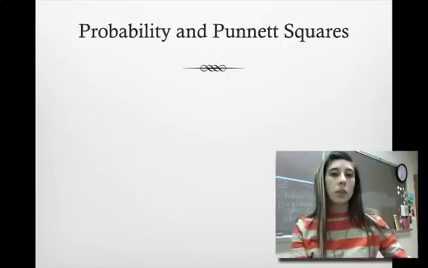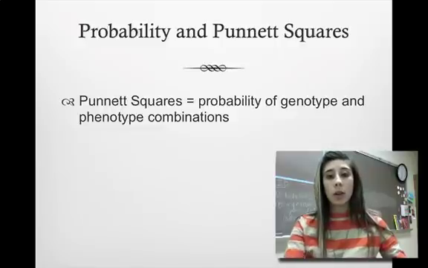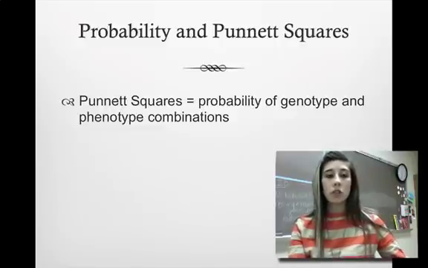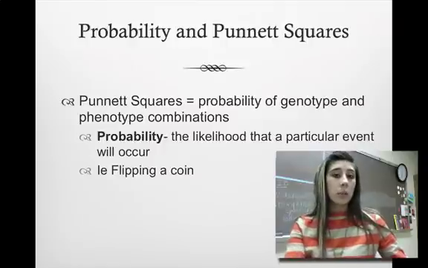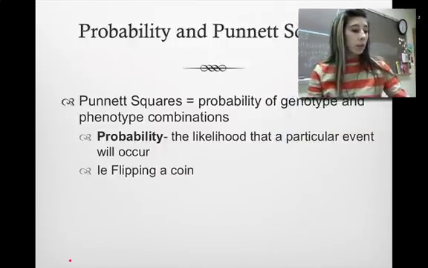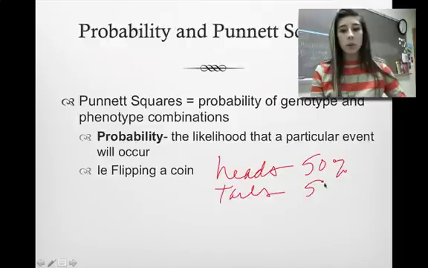I want to discuss with you probability and looking at Punnett squares, and when we specifically look at a dihybrid cross. So a Punnett square is a tool that is utilized in order to see the probability of the genotype and the phenotypic combinations. And so probability is the likelihood of a particular event actually occurring. For example, if you flip a coin, the probability of you getting heads is going to be 50%, and the probability of tails is going to be 50%.